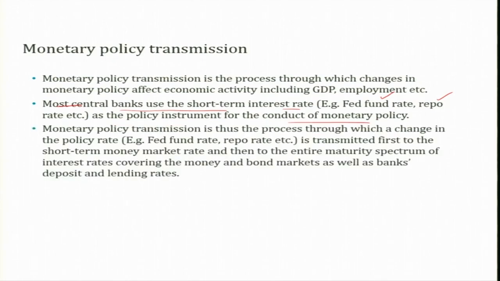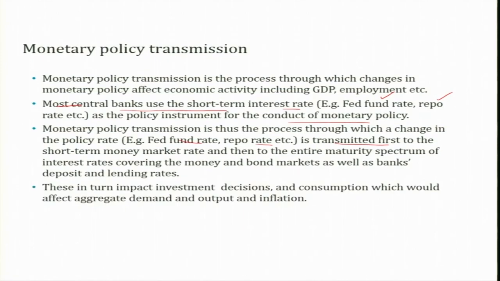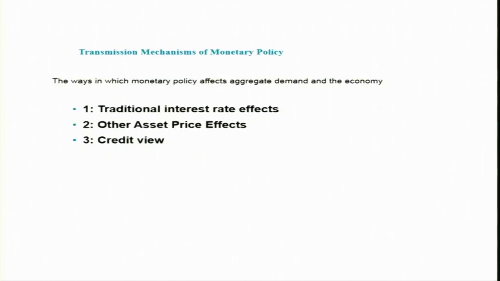Then what we are going to look at, the monetary policy transmission, is thus the process through which a change in the policy rate, for example Fed fund rate and repo rate, is transmitted first to the short term money market rate and then to the entire maturity spectrum of interest rates, including long term, covering the money and bond market, both money market as well as the capital market, as well as bank deposit and lending rates. These are the initial stages of the transmission, and subsequently we try to link this to other important economic variables. So this in turn impacts investment decisions and consumption, which would affect aggregate demand, output and inflation.